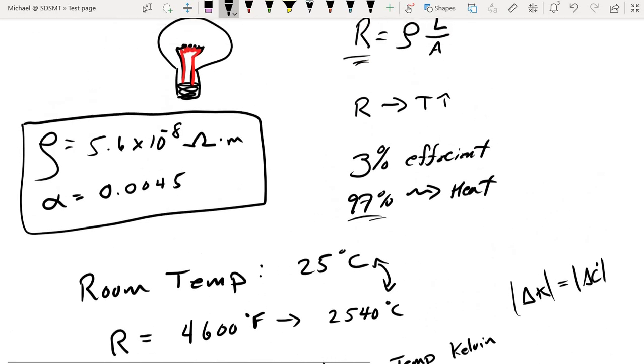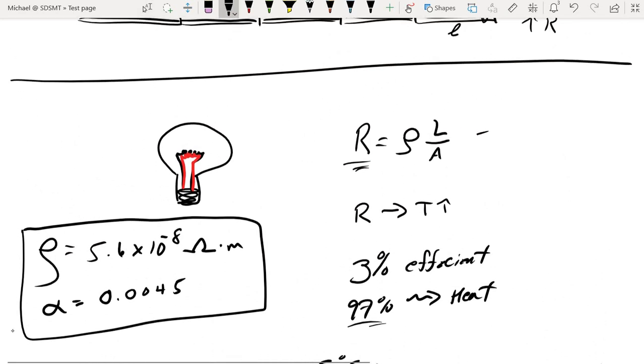Alright, so now I need to know what the initial resistance of that filament was. We're going to plug in all of these original values. We had 5.6 times 10 to the minus 8 for the resistivity. And we said that the length of that coil could be anything up to a meter, if not longer. So I'll put in a meter there.